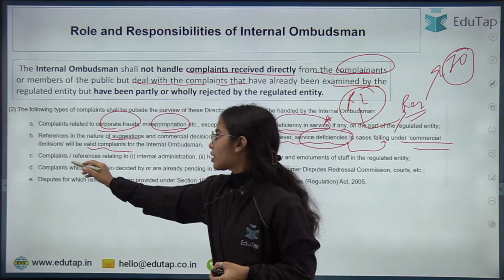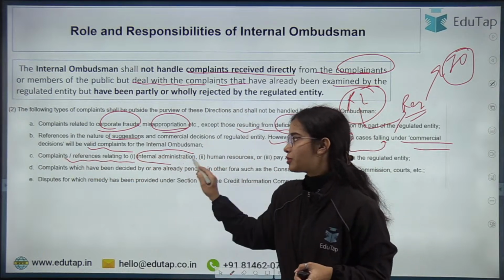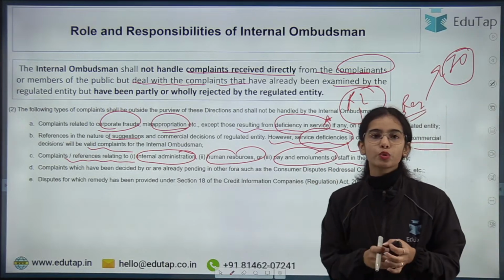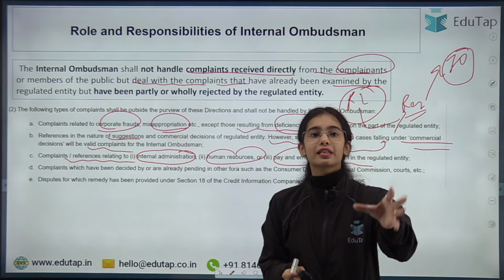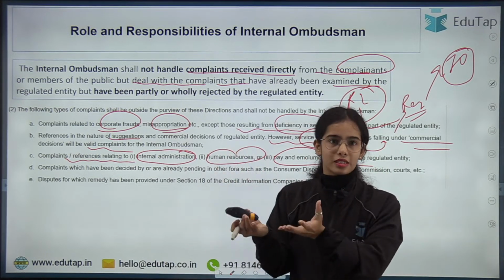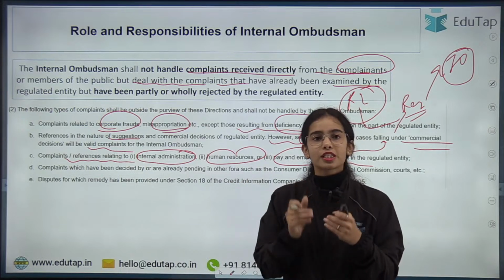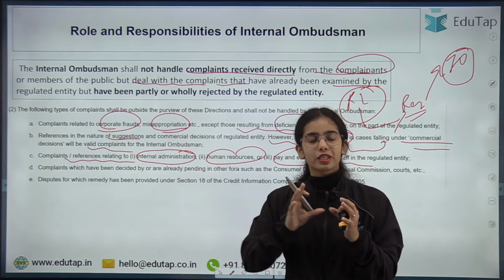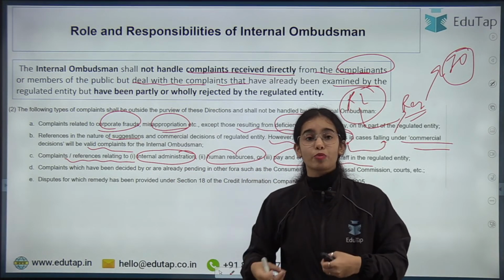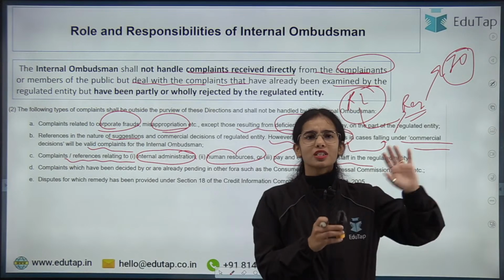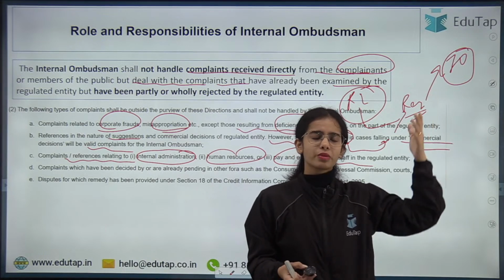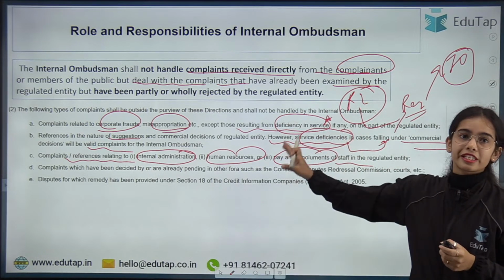it is related to deficiency in services. Complaints or references relating to internal administration, human resources and pay and emoluments of staff: you cannot complain to the bank that you are providing very low salaries to the employees, because that is not related to the services that the bank is providing to you. So if customers are raising the issue of the salaries of the staff, that you are providing too much or too little salary, and the regulated entity rejects this complaint, that is correct. Internal ombudsman will not review this kind of suggestions or complaints.